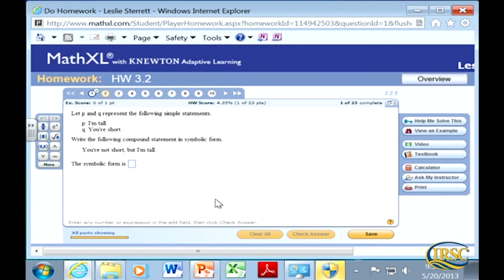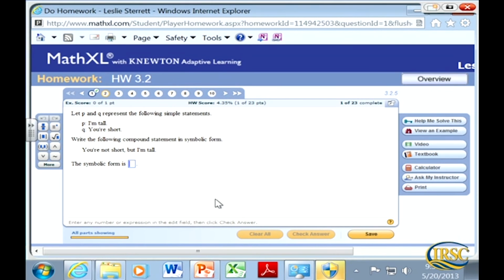Okay, so you are not short, but I'm tall. So the first thing I want you to do is identify any keywords that you see in here. Not. I like to underline my word not and circle my connectors. So what word here is the connector? But, good. Now that wasn't one of our general ones. What did but stand for? And is correct.